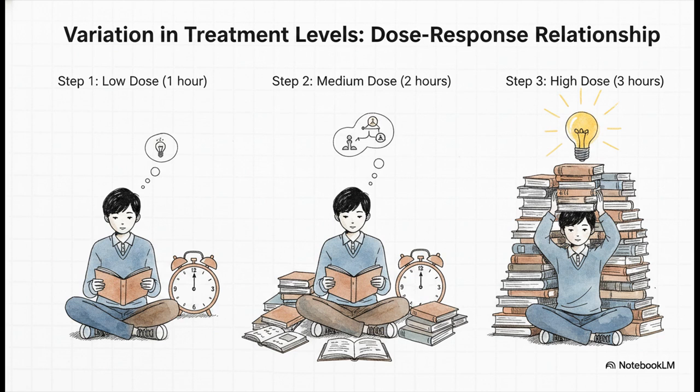So if you're studying the effect of study time on academic achievement, you wouldn't just look at studying versus not studying at all. You might compare groups studying 1 hour, 2 hours, or even 3 hours a day to see exactly how much of that independent variable is actually needed to trigger a meaningful change in the outcome.